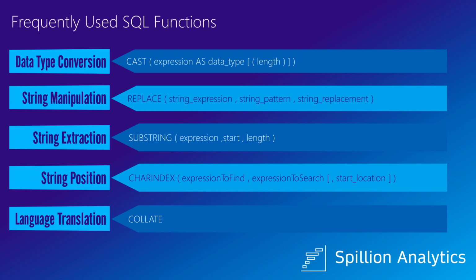And then I use the SUBSTRING function where I just wanted a part of a string, to extract a specific part of a string. And if I wanted to find a position in the string, then I use the CHARINDEX function that's available in SQL. And I use the COLLATE keyword to handle language differences, getting rid of things like accented characters in player names and club names, etc.